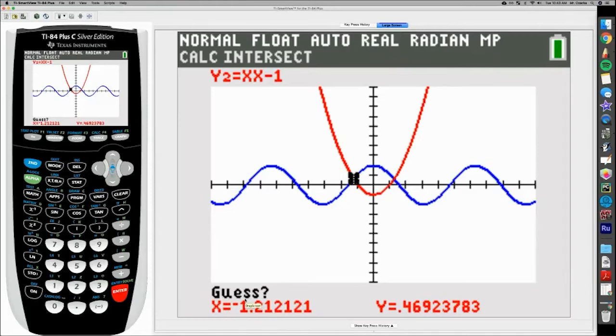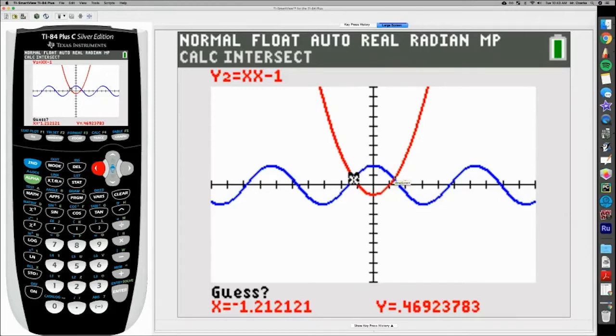What you can let the calculator do is you can move this. Wherever you move this, it's going to find the closest intersection to it. I don't know why it uses the word guess, but we want to find this one on the left first. I always go left to right. So I'm going to move it closer to this one right here. If you moved it closer to this one, it would find this intersection.